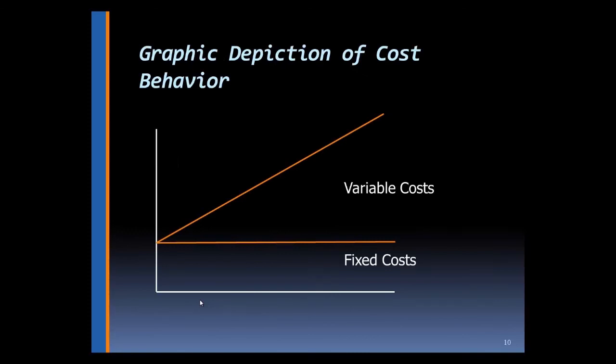Here's a graphic representation of how these costs behave. You'll notice that the fixed cost line stays the same regardless of the number of units we produce. And as we produce more units, the variable costs increase. So we have costs on the vertical axis and units of production on the horizontal axis.